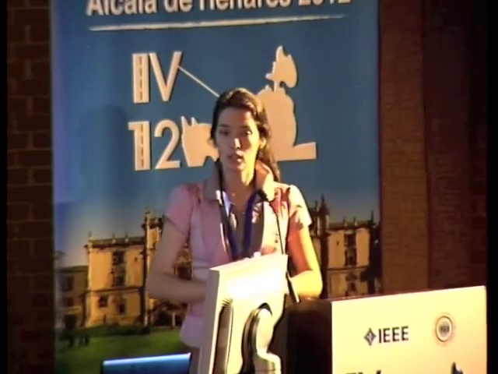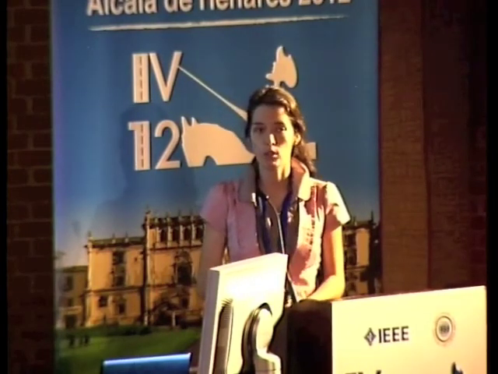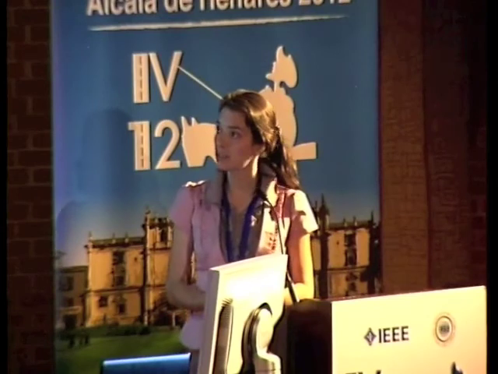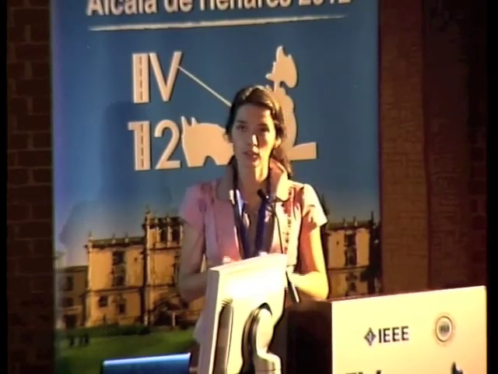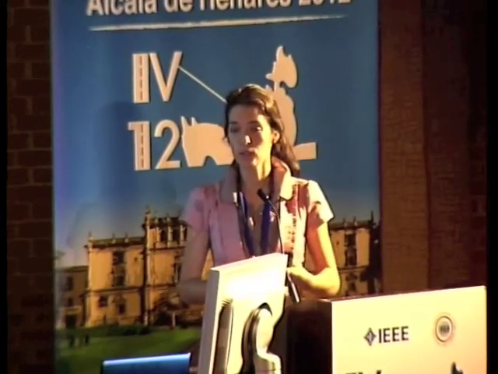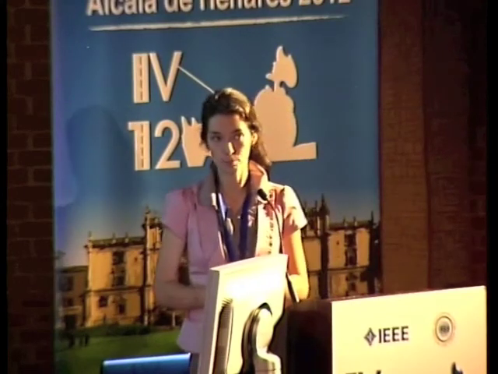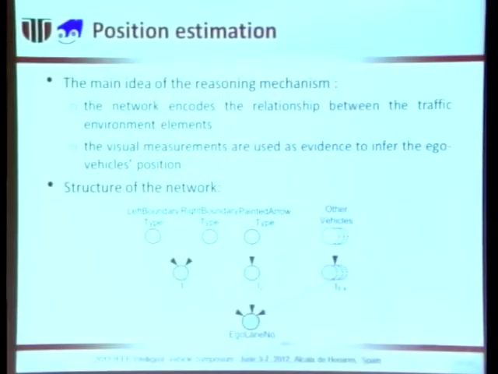The main idea of the reasoning mechanism is that the proposed network encodes the relationship between the traffic elements, that is the ego vehicle, the other vehicles, and the lane markings. And the visual measurements are used as evidence in order to infer the state of the ego vehicle. The structure of the network is the one illustrated in the figure. The first layer illustrates the nodes that are observable: the left boundary type, the right boundary type, the type of painted arrows, and information about other vehicles.